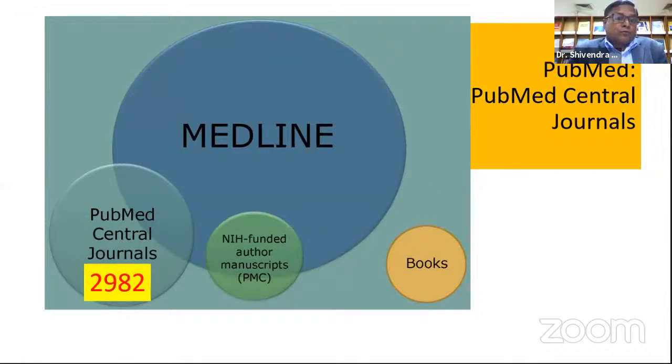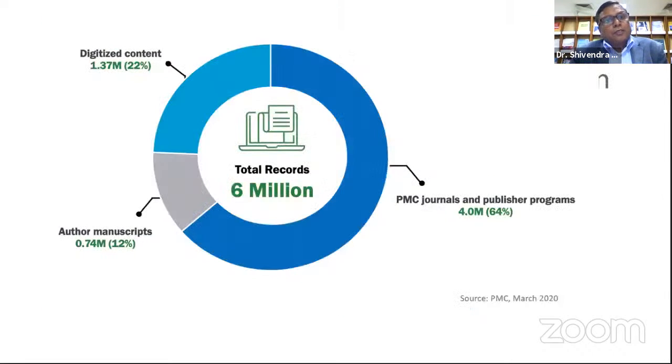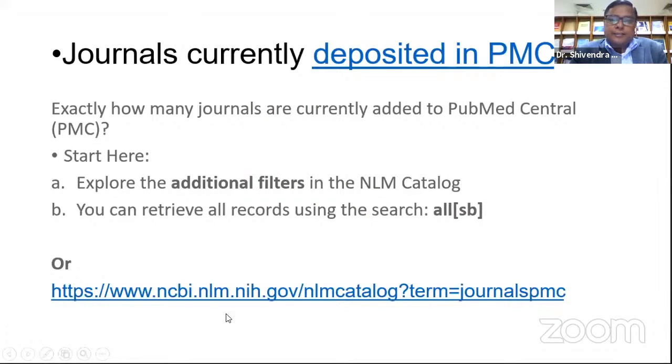PubMed Central has 2,982 journals indexed in the PubMed database, and currently 6 million records in PubMed Central. PubMed Central articles are free to everyone. They are almost all digitalized content, 1.37 million. Author manuscripts are 12%, and PMC journals are 64%. Here is the link where you can get the PMC journals.